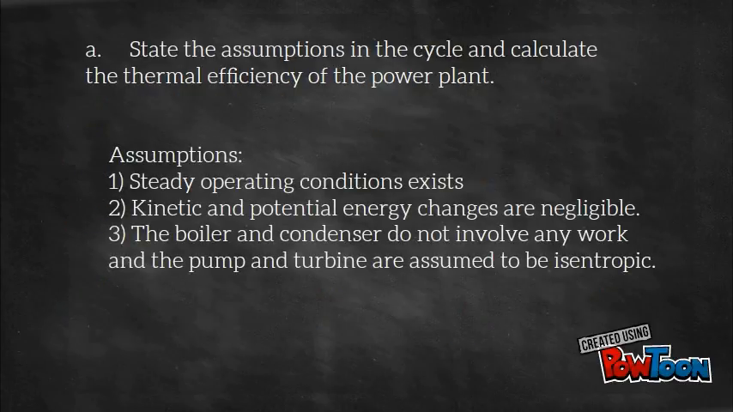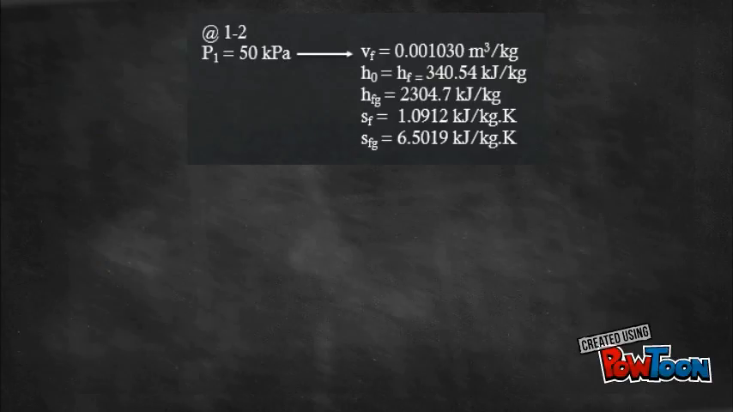Assumptions. 1. Steady operating conditions exist. 2. Kinetic and potential energy changes are negligible. 3. The boiler and condenser do not involve any work and the pump and turbine are assumed to be isentropic. The initial pressure is 50 kilopascals. From Table A5, the initial specific volume, enthalpy, and entropy are obtained.